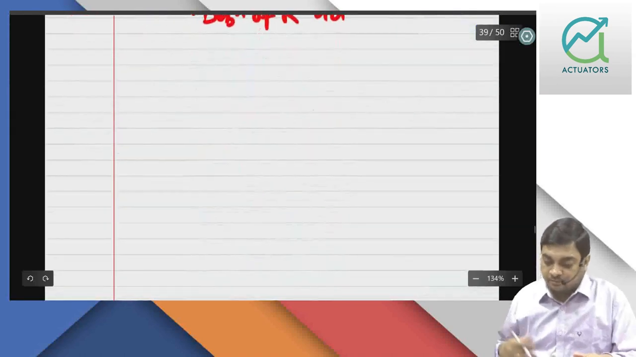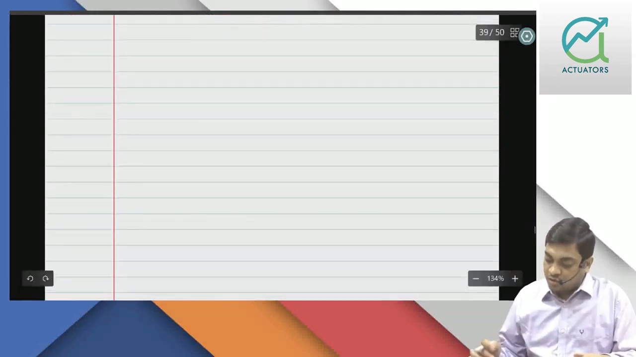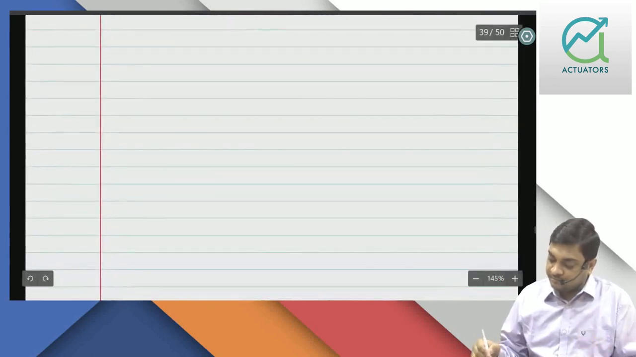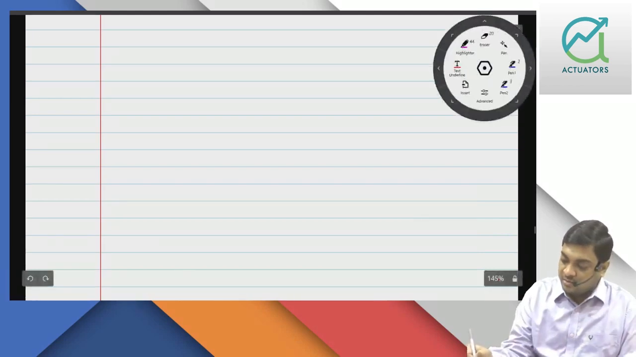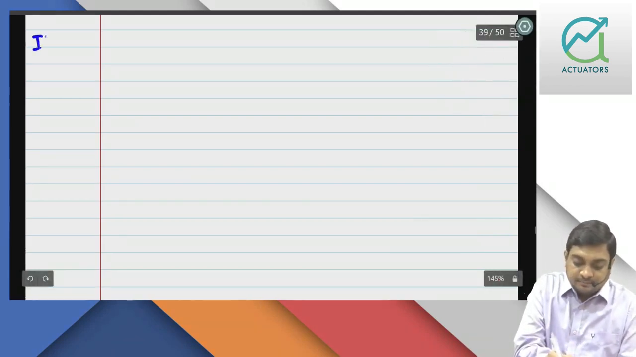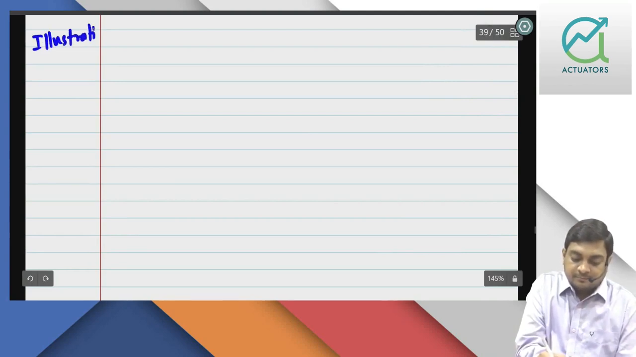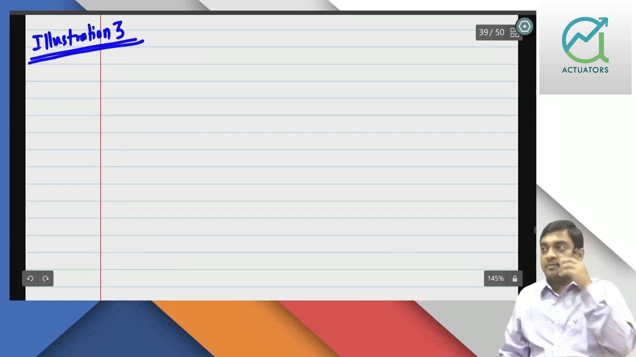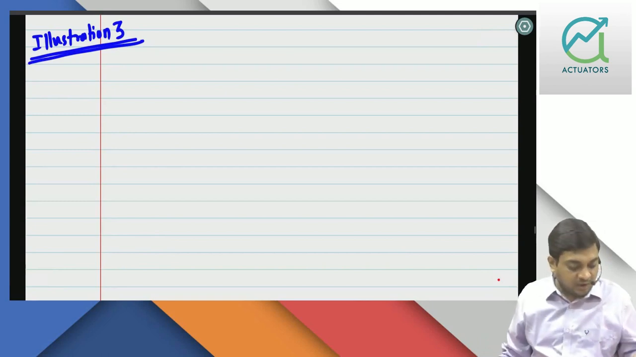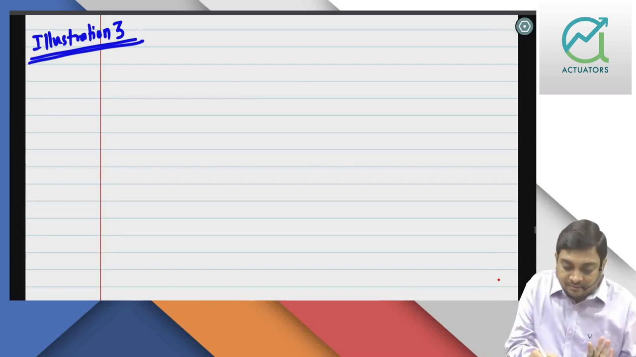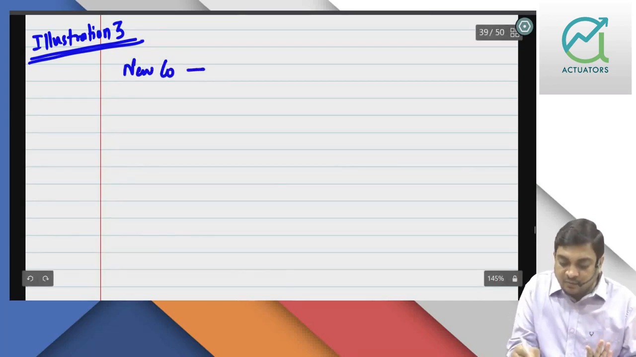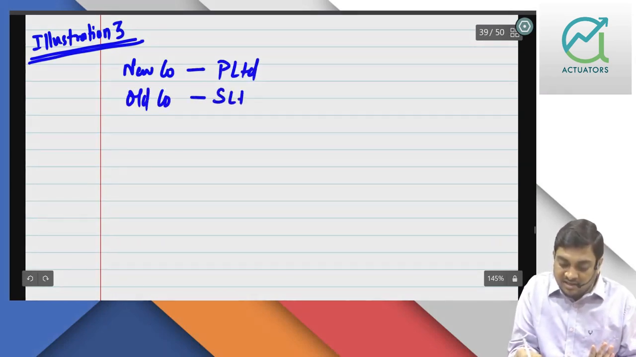Right, now, question number 3, illustration number 3, is that fine? Okay. Now, S Limited is absorbed by P Limited. So, in the very first line, the new company is P Limited, the old company is S Limited.